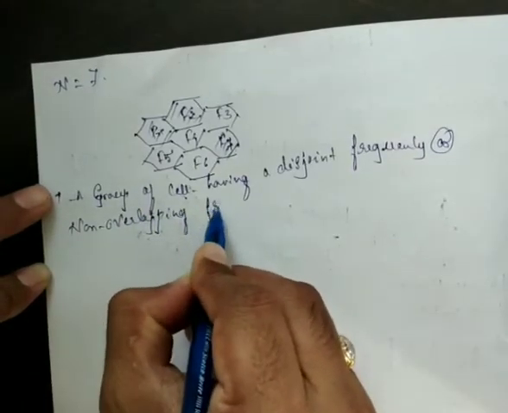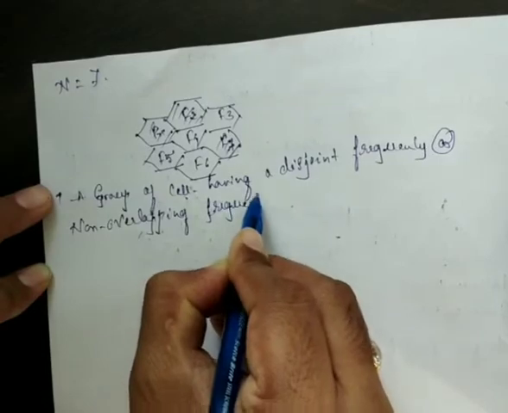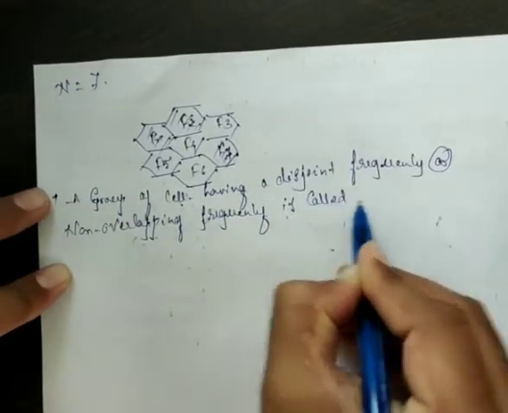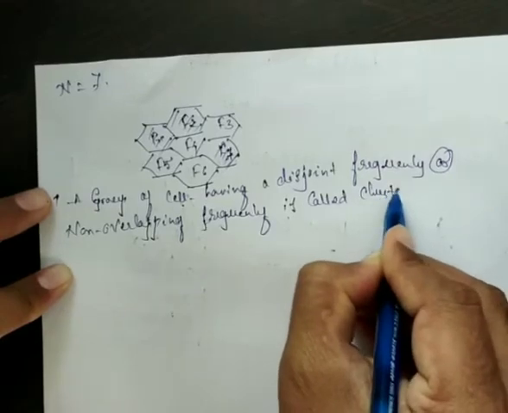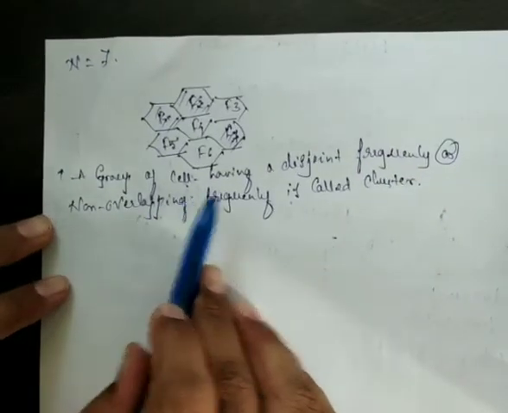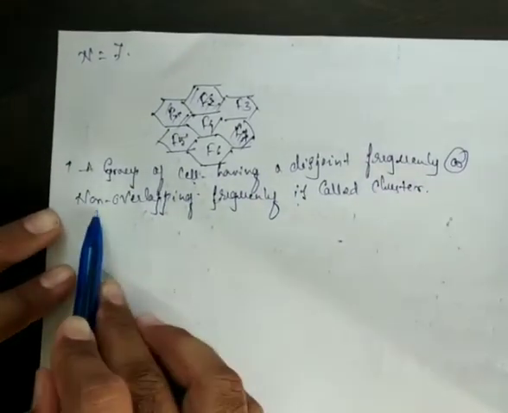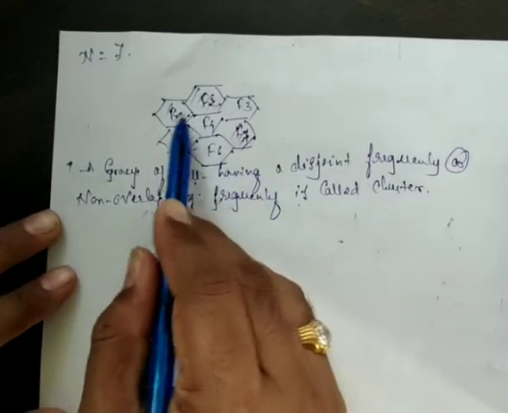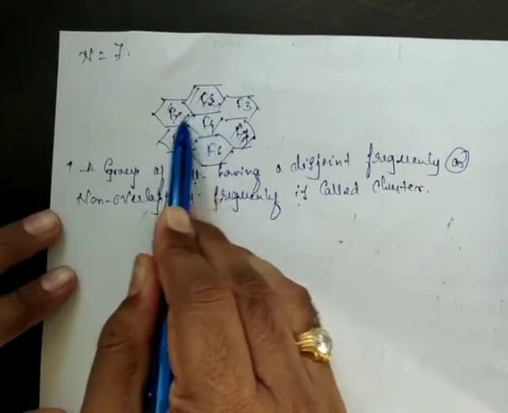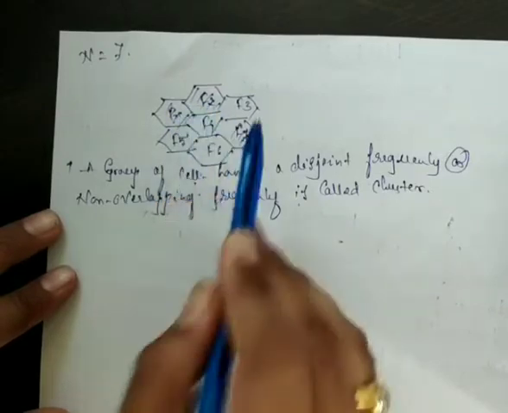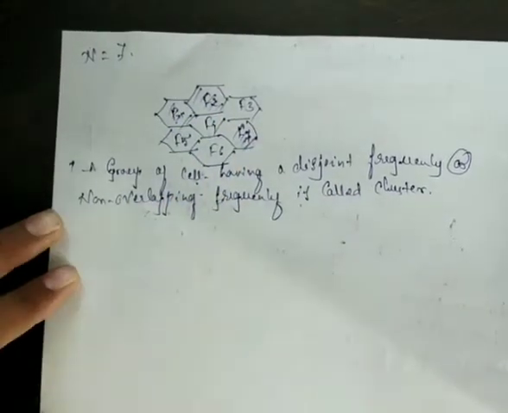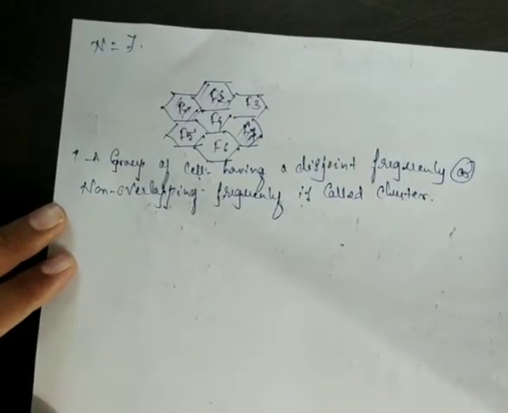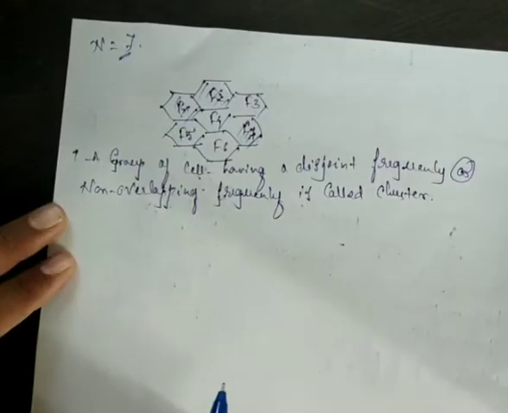Non-overlapping frequency is called a cluster. A group of cells having a disjoint frequency or non-overlapping frequency is called a cluster. That is the word; the globally accepted cluster size is n equals 7.